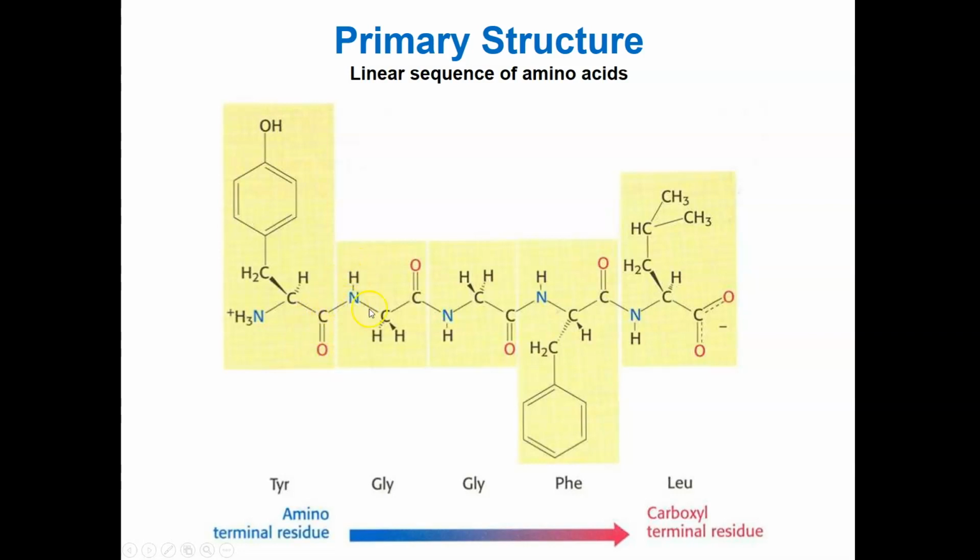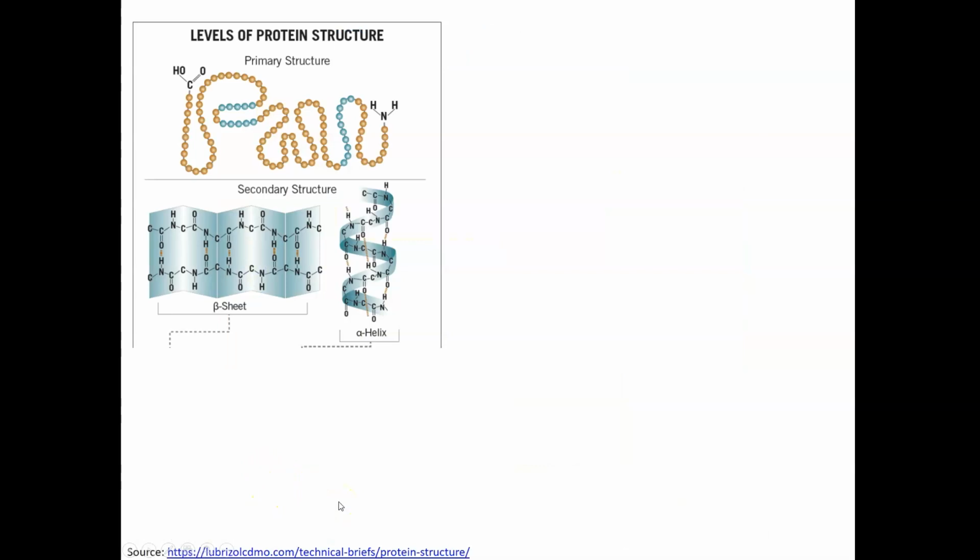So this would be our peptide bond. Here's the next peptide bond, etc. You should be able to identify your alpha carbon as well as your R group. And the R group is what determines what particular amino acid you're looking at. So in this particular case, we're looking at a tyrosine. So again, that was our primary structure.